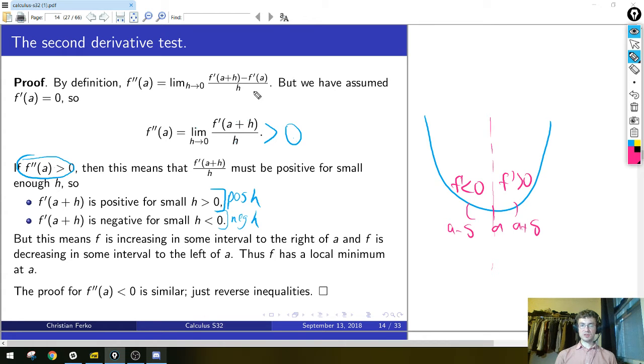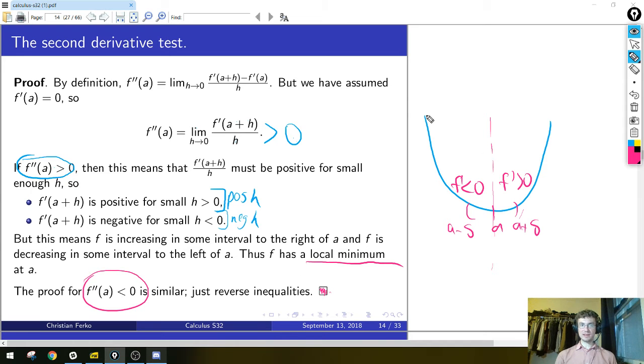So this proof furnishes us with an argument for why the function must be strictly decreasing on some kind of tiny interval to the left of a and strictly increasing on some tiny interval to the right of a, which guarantees that a is a local minimum. Good. I won't repeat the proof in the other case. If the second derivative is negative, just say all of the same words I just said, but replace greater than 0 with less than 0 and positive with negative and so forth, and you'll get the same result. It's kind of a trivial exercise, but anyway, so this is what we wanted.